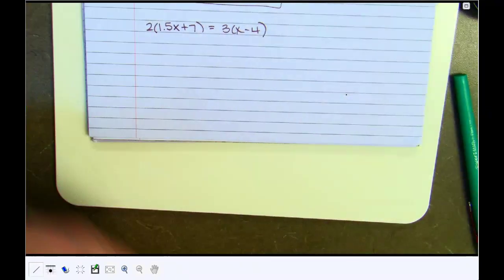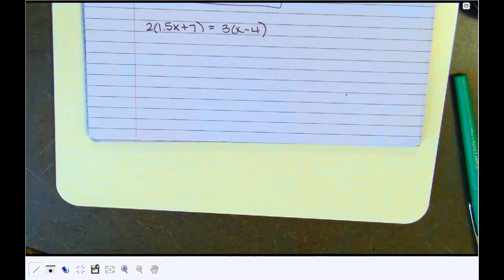Okay, please solve. So multi-step equation, it's going to have x's on both sides.